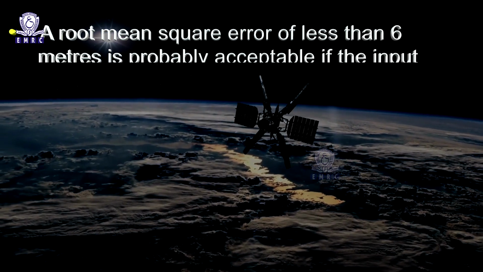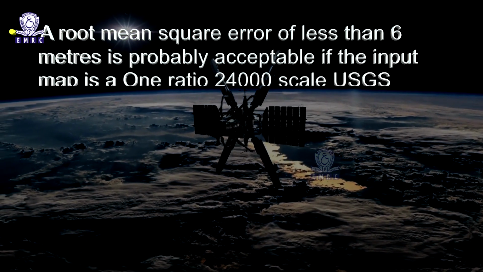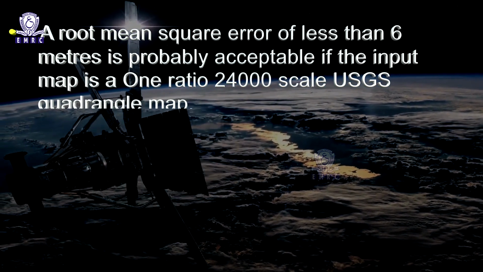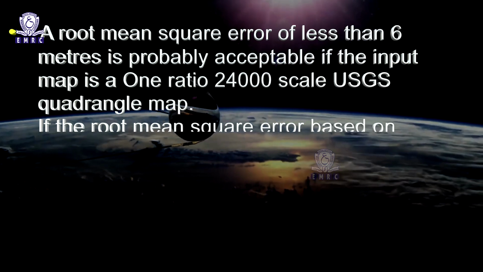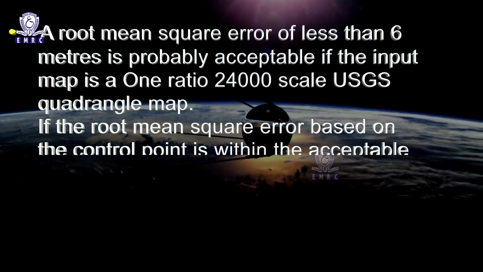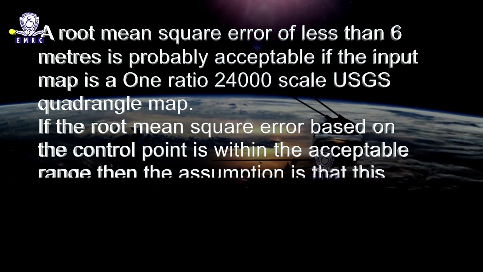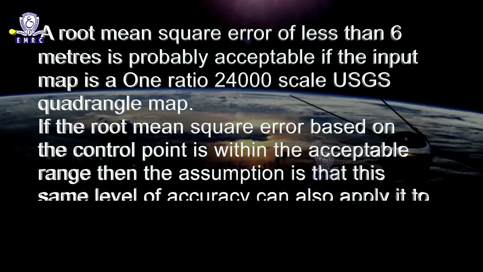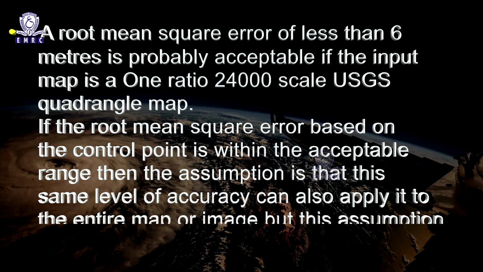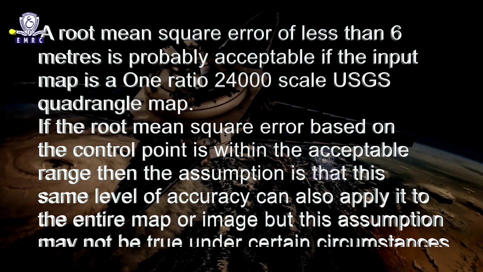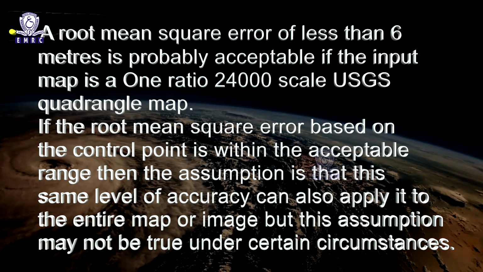The root mean square error should be within a tolerance value. The data producer defines the tolerance value, which can vary by the accuracy and the map scale or by the ground resolution of the input data. A root mean square error of less than 6 meters is probably acceptable if the input map is a 1:24,000 scale USGS quadrangle map. If the root mean square error based on control points is within the acceptable range, then the assumption is that this same level of accuracy can also apply to the entire map or image, but this assumption may not be true under certain circumstances.